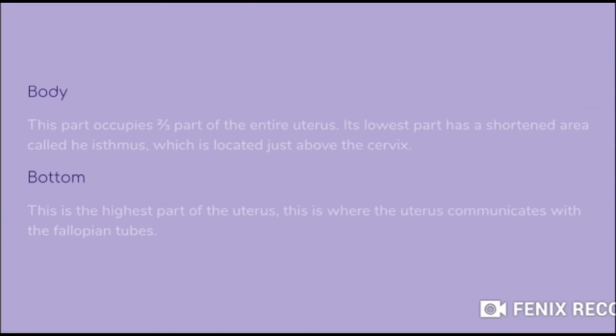Body. This part occupies two-thirds of the entire uterus. Its lowest part has a short area called the isthmus, which is located just above the cervix. Bottom. This is the highest part of the uterus. This is where the uterus communicates with the fallopian tubes.